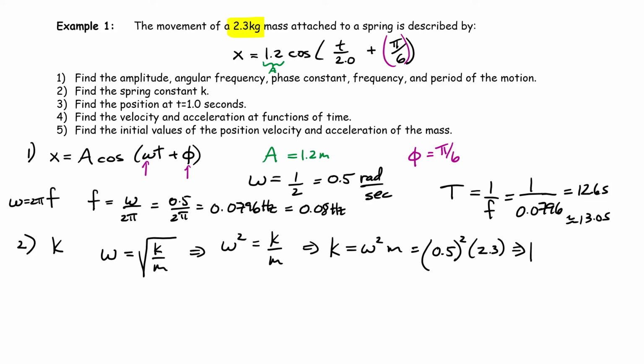So the k constant, if I put that in a calculator, I should get 0.575, and that's in newtons per meter. Okay, that's the spring constant. All right, how about question 3?